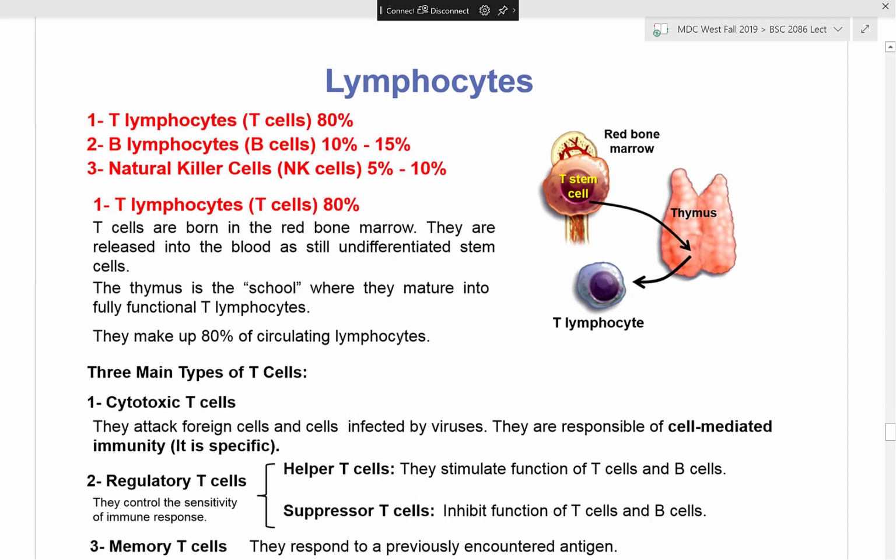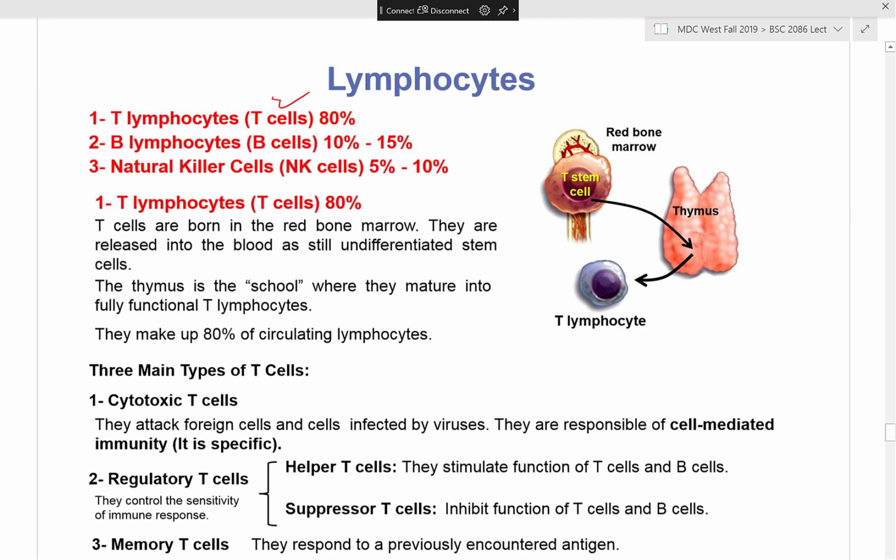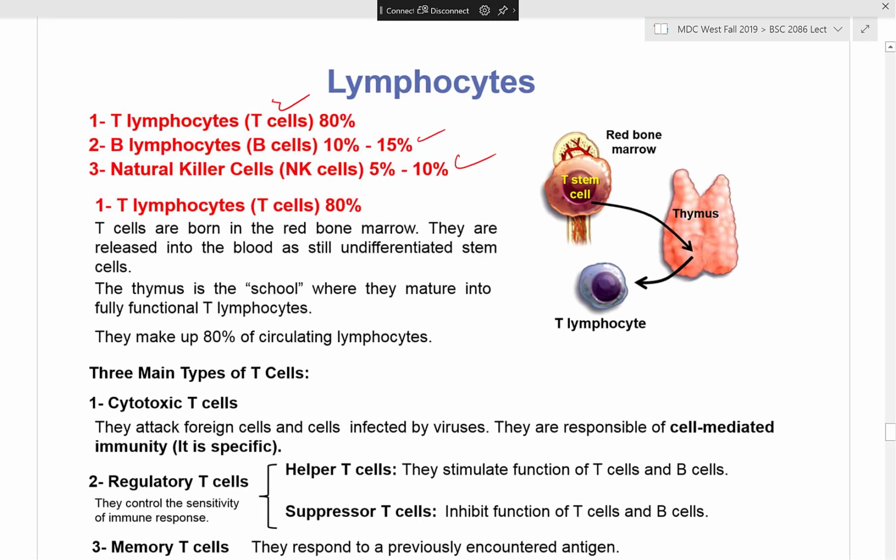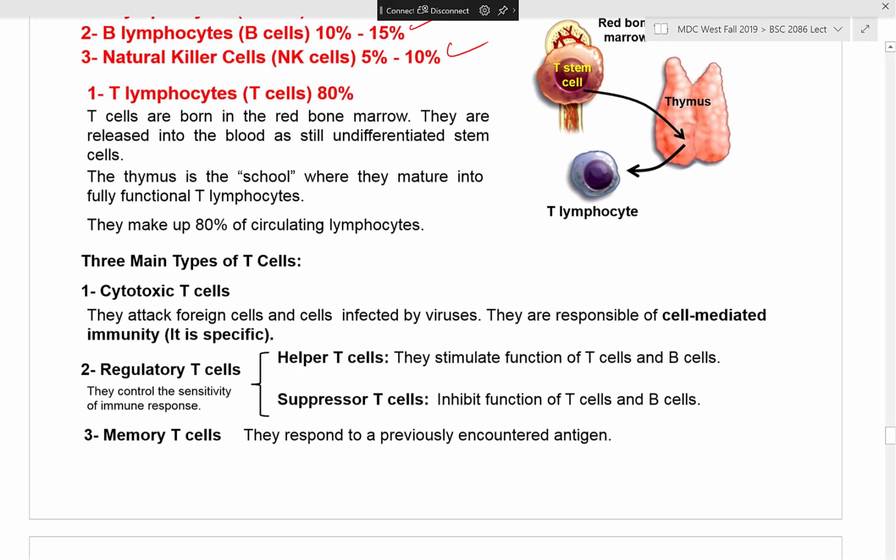So here you go, one more time, the lymphocytes. You have your T cells, about 80%, B lymphocytes about 15%, and your natural killers, which are your immunosurveillance cells, about 5 to 10%. We already know that the T cells are born in the bone marrow, and they go to school in the thymus, right? That's where they become immunocompetent.